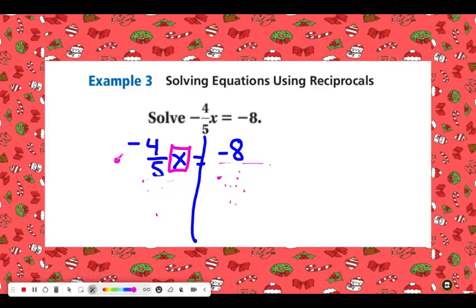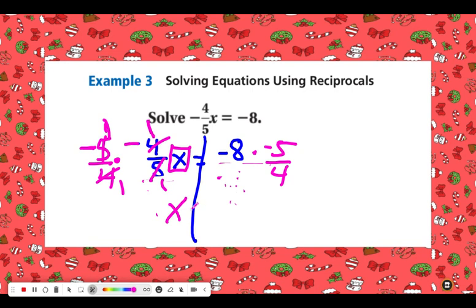Okay, so we're going to multiply by negative 5/4. Because look what happens. Multiply by negative 5/4. Let me just do it on both sides. So 5 divided by 5 is 1. 4 divided by 4 is 1. So negative 1 times negative 1 equals positive 1x. What you do on one side, you do to the other.